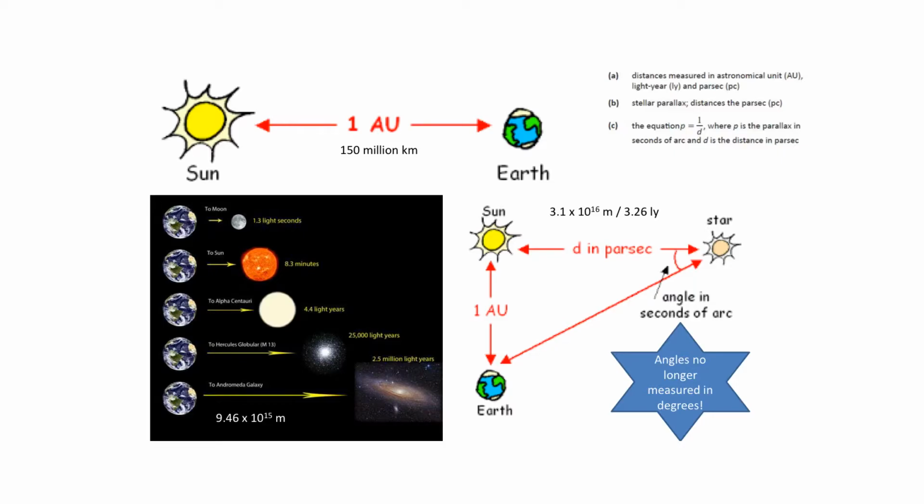What I would say is on your calculator, we no longer measure in degrees. We use a slightly smaller angle, and that then is called the arc second. When that angle is a particular angle, and that's on the next page, that then gives us a distance of 1 parsec. So 1 AU, 1 parsec, and a certain angle. So let's look at that.